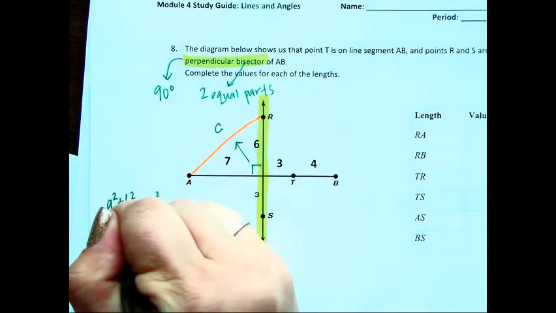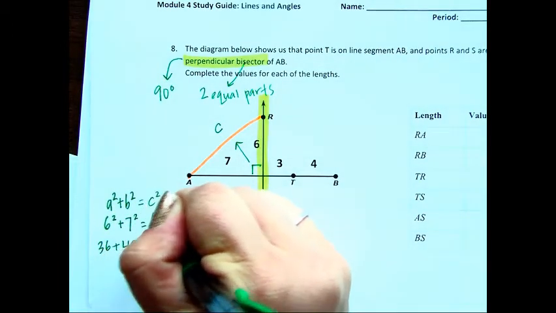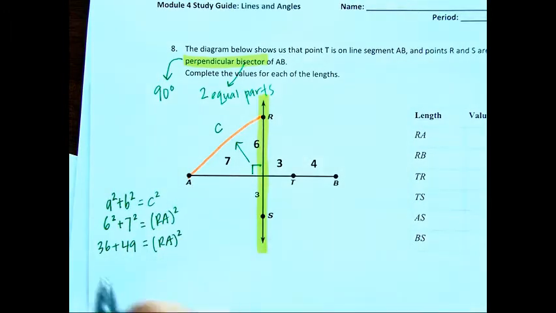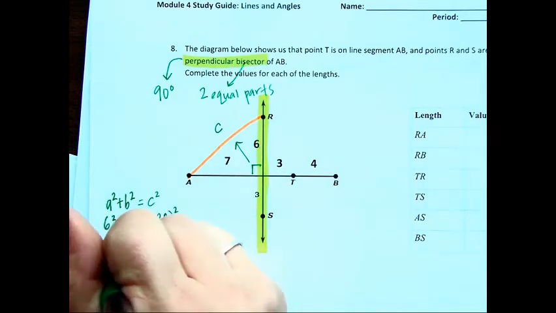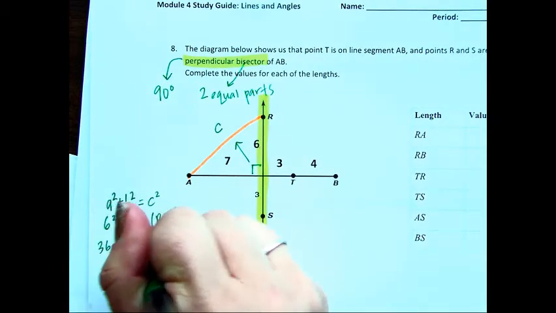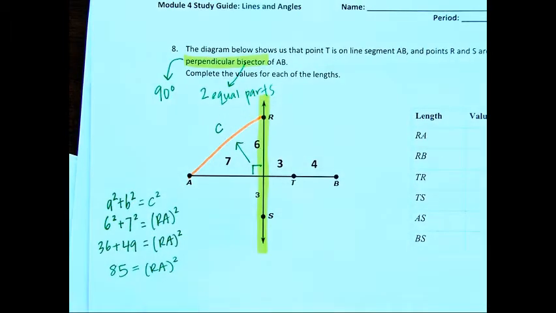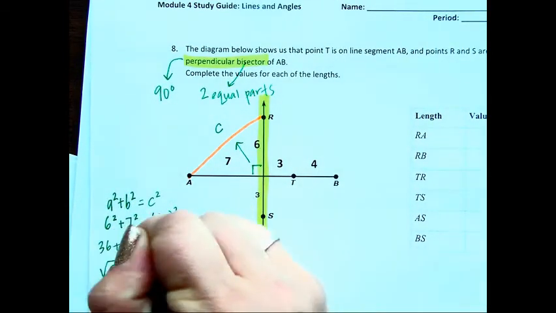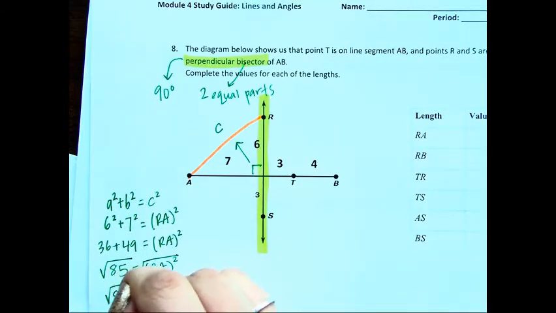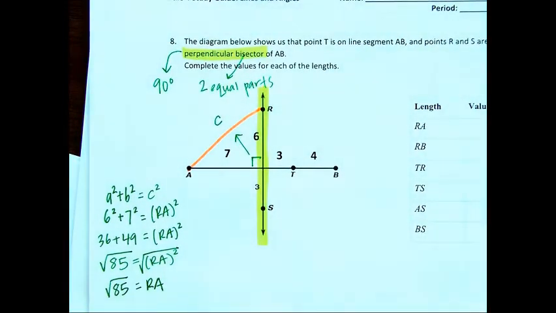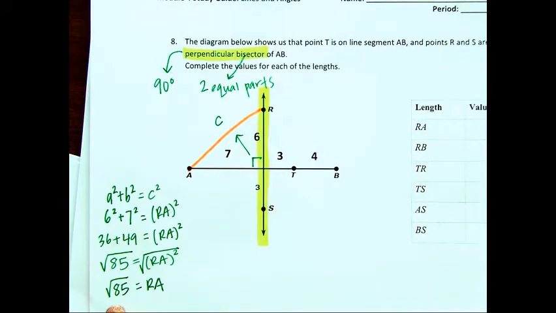So then we have 36 plus 49 equals RA squared. This becomes 49 plus 36. This becomes 85 equals RA squared. To get rid of a square, we need to take a square root, so we square root both sides, and this becomes the square root of 85, or RA. So this can't be broken down anymore. I think it ends up being 5 times 17. So this is our answer here. Our exact answer is square root of 85.